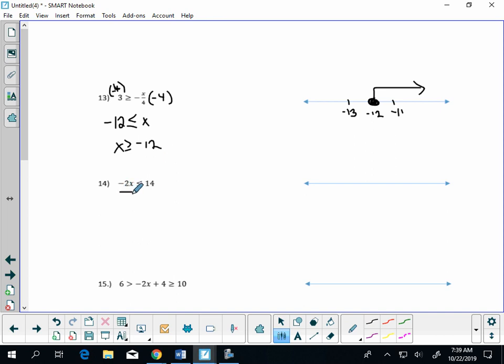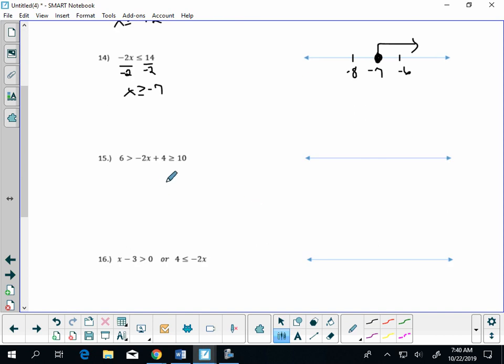This one, I'm going to divide by negative 2, and I get x. Dividing by a negative, I have to flip it. It's greater than or equal to -7. -7 in the center, something bigger, something smaller, closed dot at -7, shaded to the right.